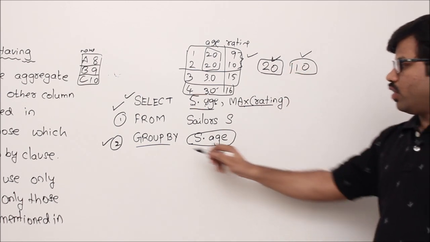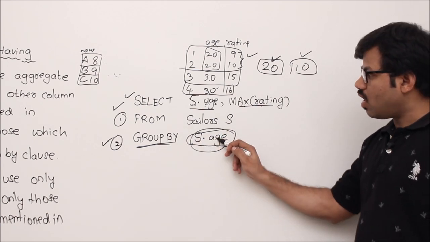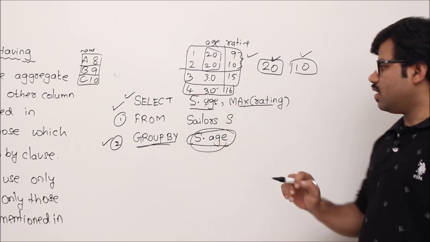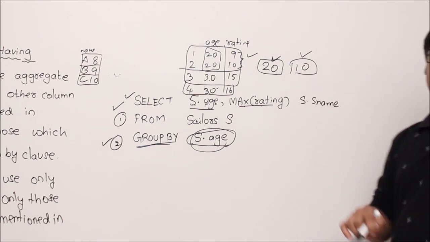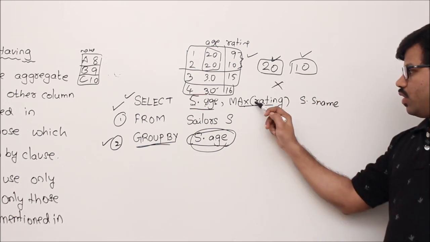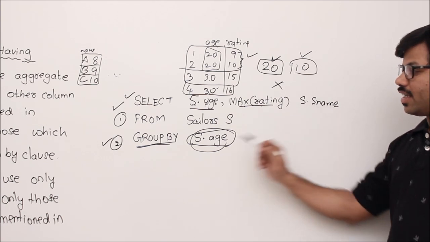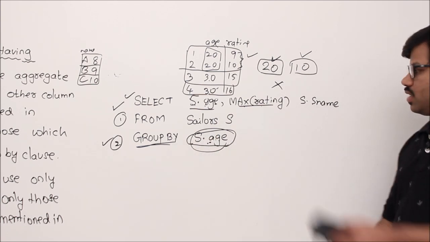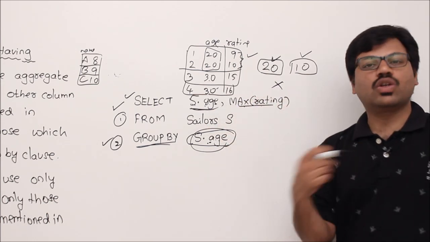That's why whenever you mention a group by clause on s.age, those columns we can mention. Other than that, don't try to write s.sname here. That is what I want to say. Then this will be syntactically wrong, because when you have an aggregate operator, other column names cannot be mentioned except those which are mentioned in group by. If you remove this one, that's okay. We can print s.age. Remember it as a rule.